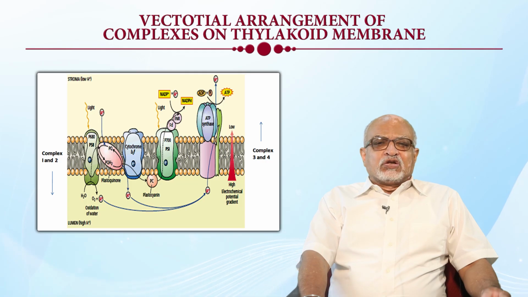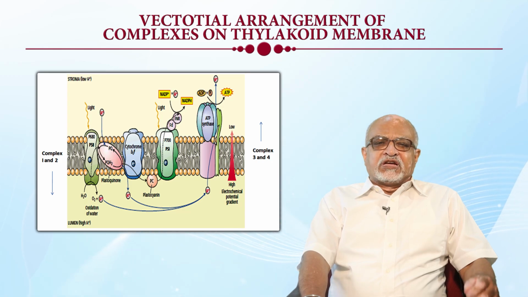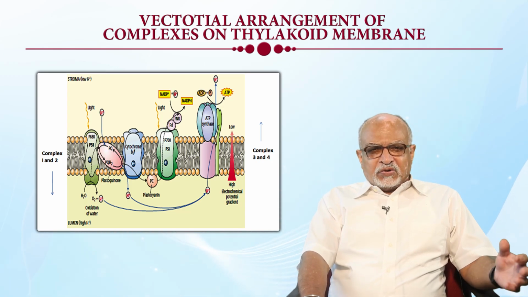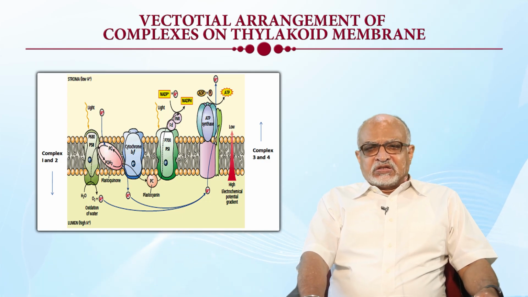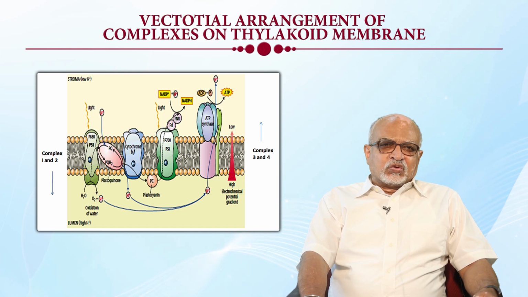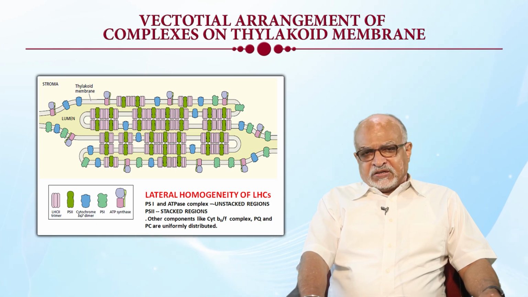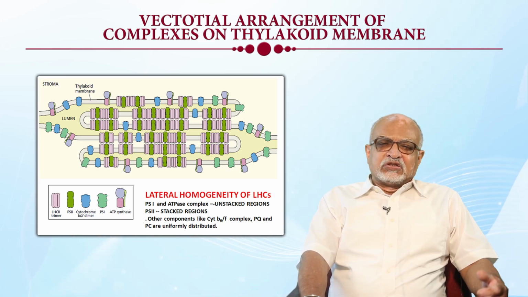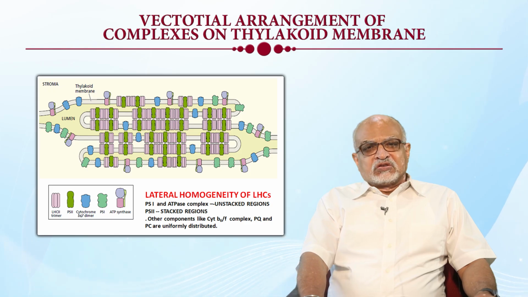Just to summarize, if you look at the summary diagram, it very clearly indicates the vectorial arrangement of complexes. The complex 1 and 2 are towards the lumen, and the other ones, namely the complex 3 and 4, are towards the stroma. If you look carefully, the ATPase complex is towards the stroma, which gives us a very clear idea that the proton gradient is going to be formed from the lumen of the grana to the stroma site.